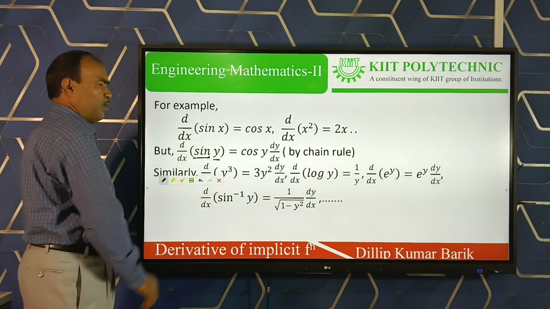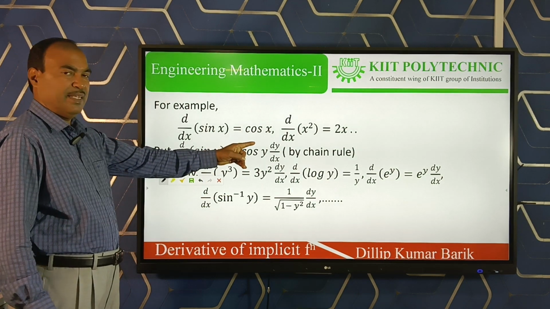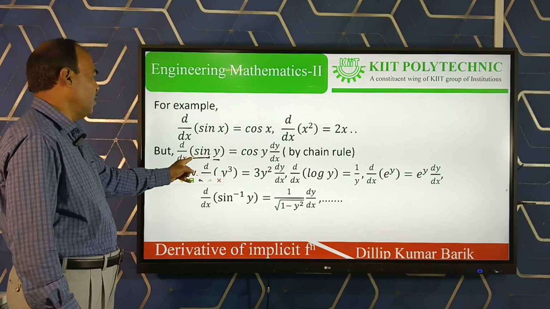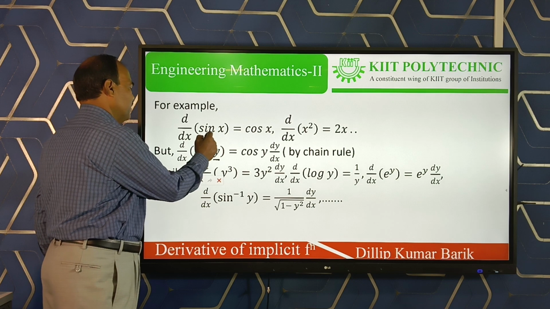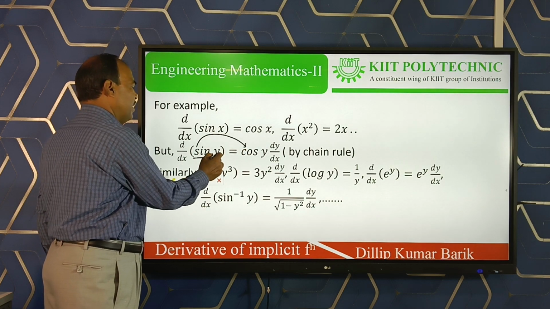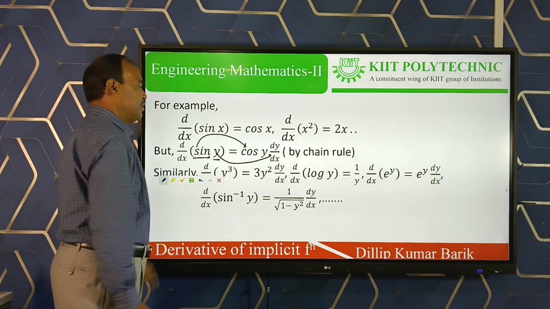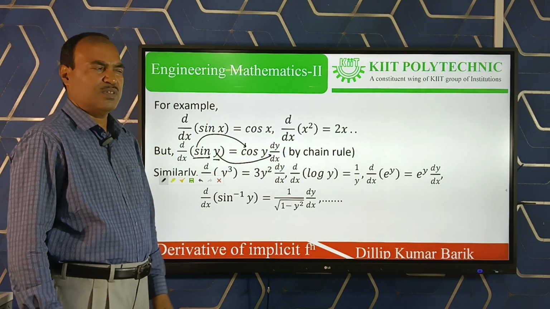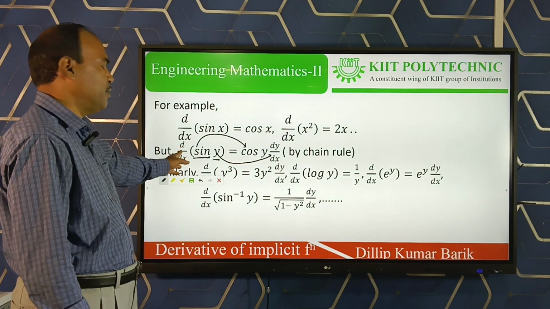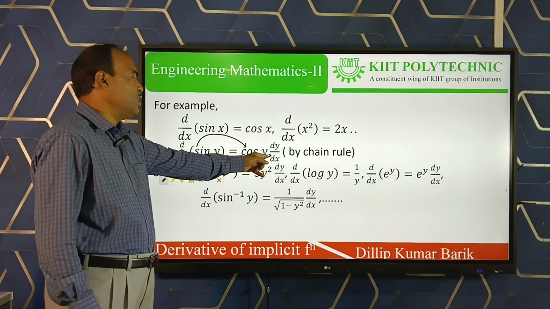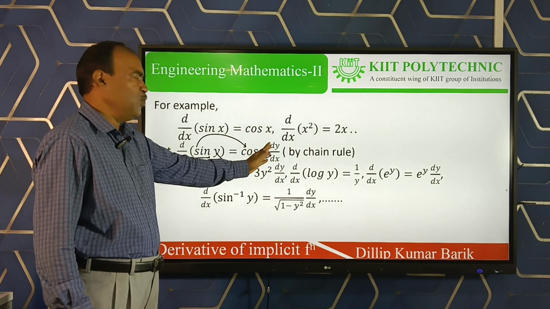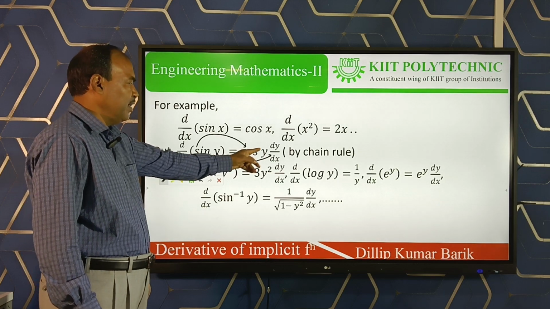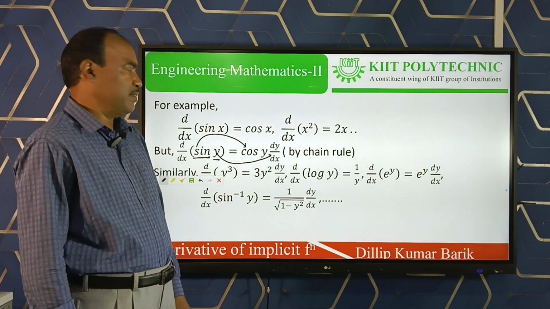Sin of y, where y is another variable. So first, by applying the chain rule, there are two functions: sin, a trigonometric function, and y, another variable. First of all, the derivative of sin is cos. Then the derivative of y is dy by dx. This is by the chain rule. So whenever the function contains another variable y, but our derivative is with respect to x, dy by dx is just like its partner, always present. So the derivative of sin y is cos y multiplied by dy by dx.